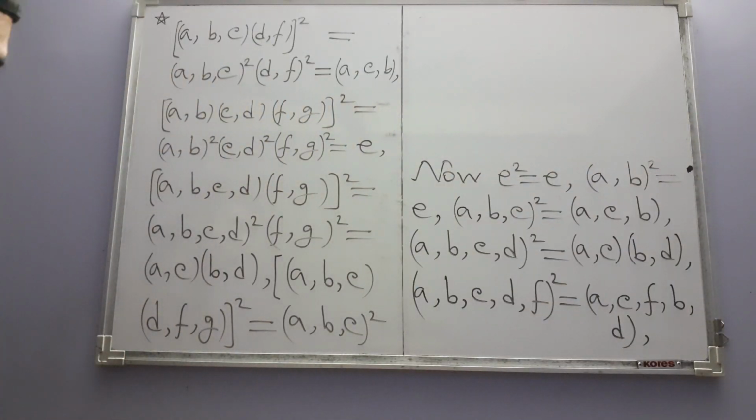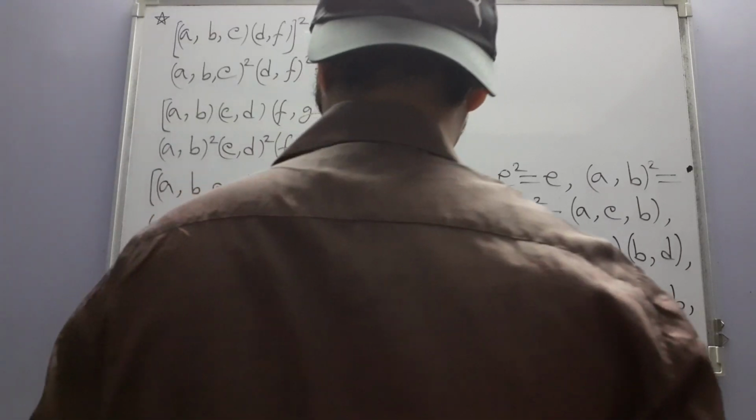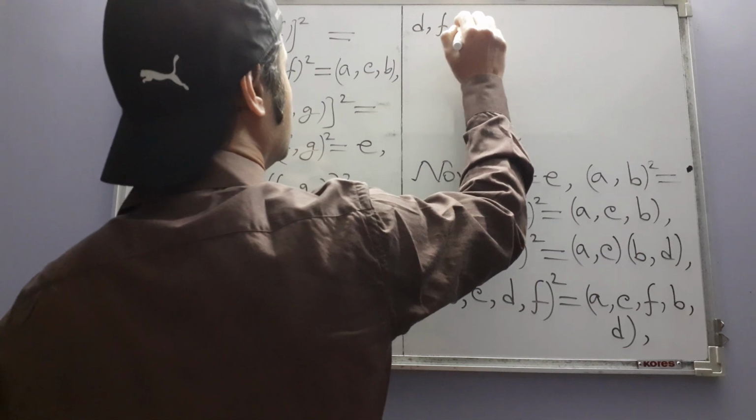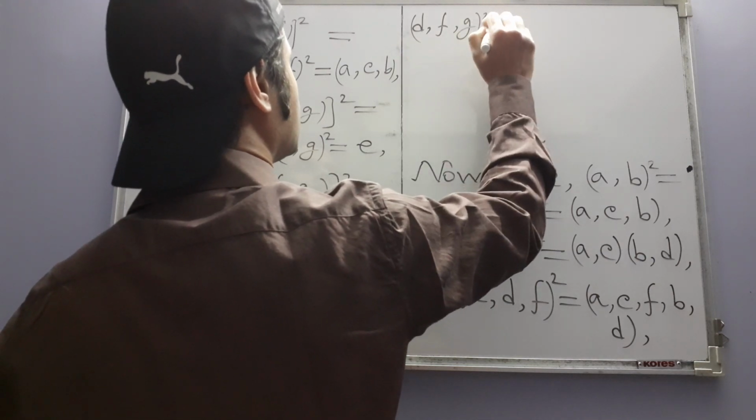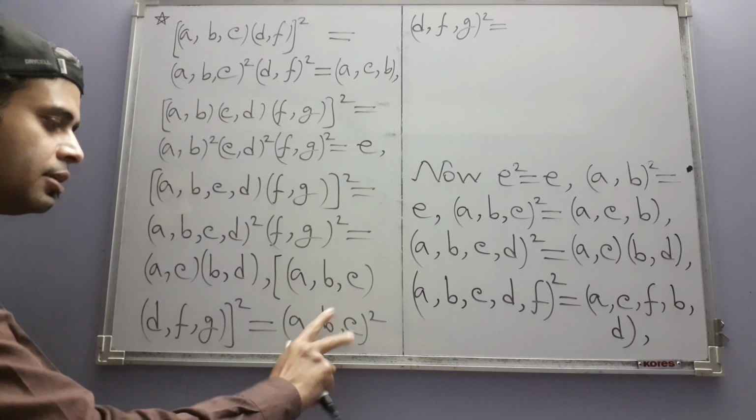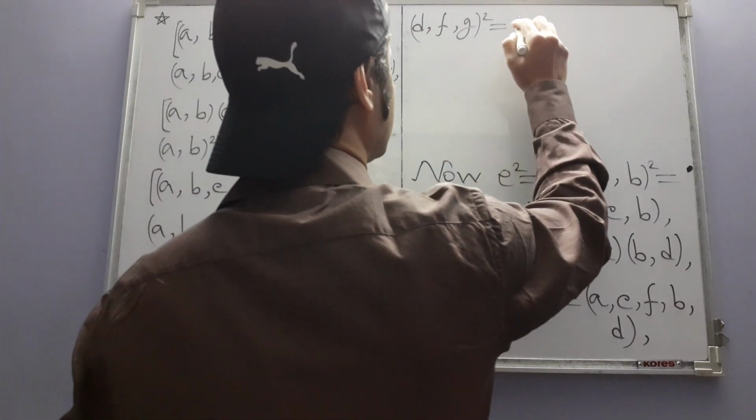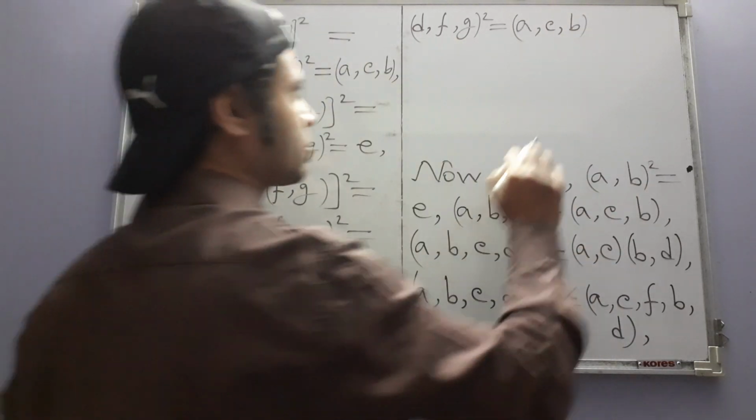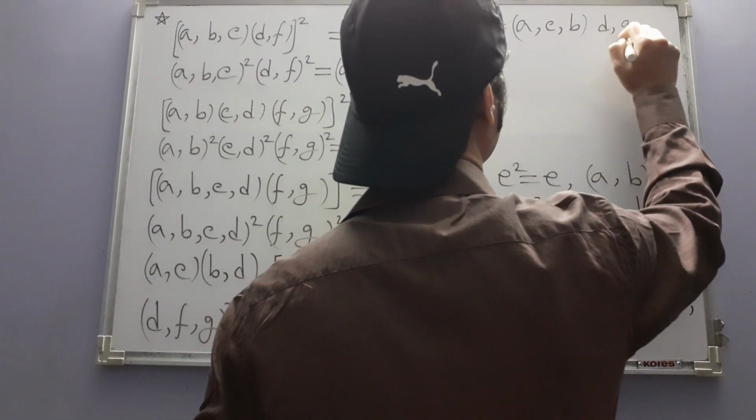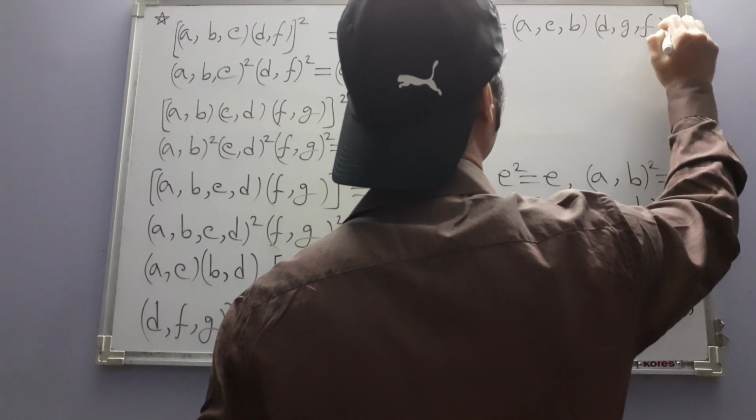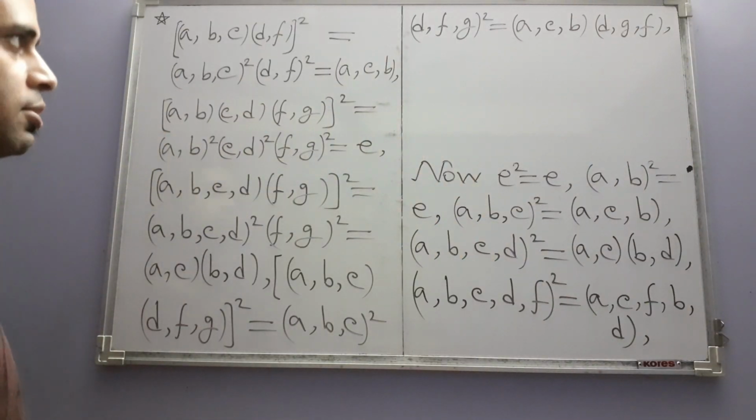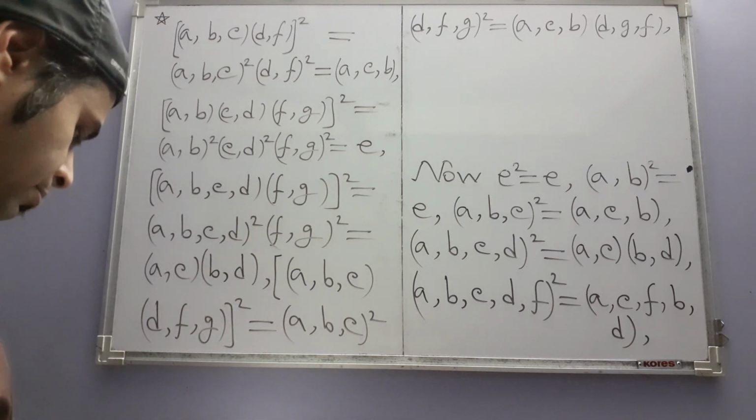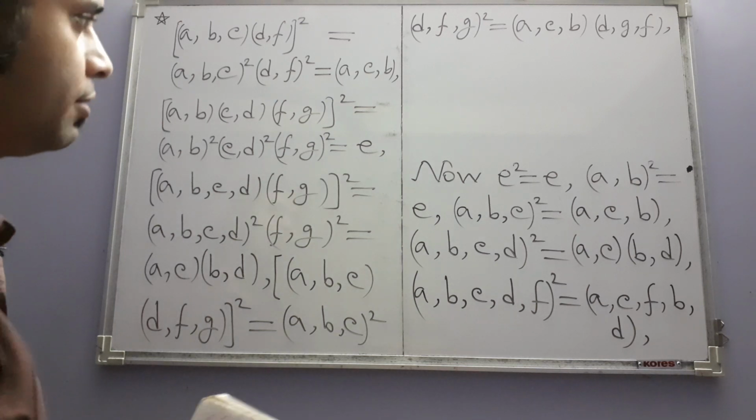I hope I can get the job done within this space. ABC square, DFG square. ABC square is ACB. Similarly, DFG square is DGF. The last two get switched. They switch places. And then finally we have the square of a 6 cycle.